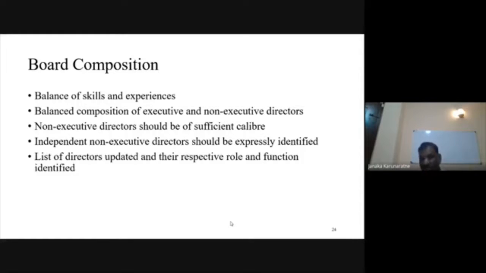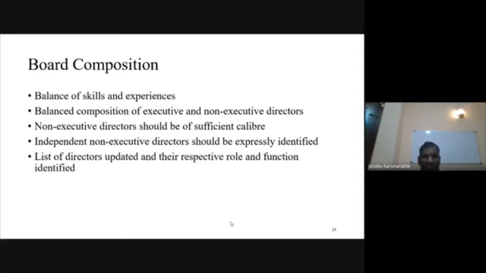Maybe in the case of a bank, certain people with banking experience, certain people with accounting experience, maybe certain people with business knowledge, which is very important when the board takes decisions with respect to lending for different businesses, maybe certain people with law experience and so on. So it should be a mix of skills and experiences.